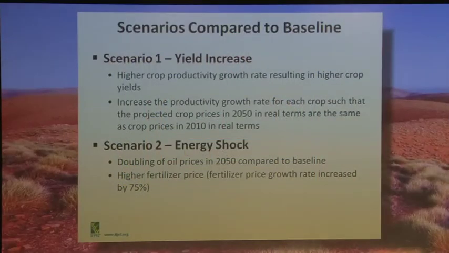But just to look at alternative scenarios as well, because that's just one take on what our best estimate of where we're headed. But what happens if, in fact, we do put together significantly greater investments in crop productivity growth? And here we actually did some iterations to see what would happen if you increase productivity growth for each crop so that the projected crop price in 2050 in real terms is the same as it is in 2010. But then an alternative, in the sense of worsening, a doubling of oil prices in 2050, together, of course, with higher fertilizer prices that go along with that.